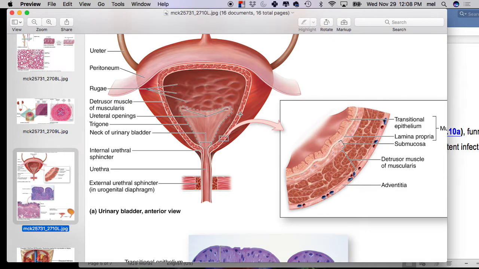So these are the openings to the ureters, yes? And this is the opening to the urethra. And what you end up with is a triangle there called the urinary trigone. And the urinary trigone has anatomical variabilities in some people. It's a little deeper, yes? And if it's a little deeper, it's a little bit more likely to be susceptible to recurring urinary tract infections.